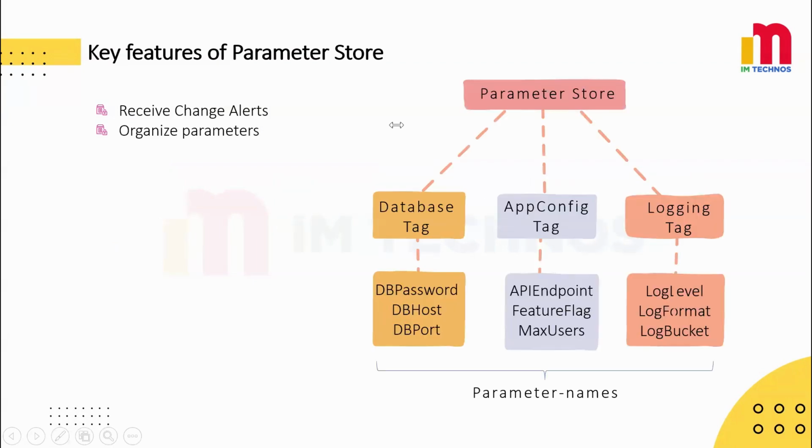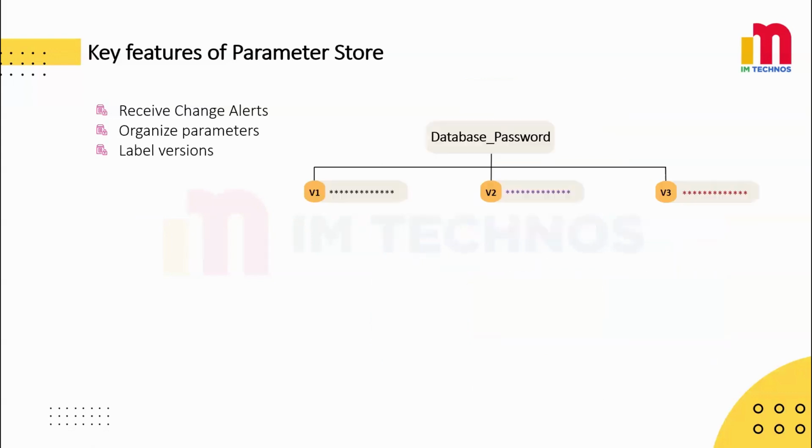Next, we have organized parameters. If you have parameters related to a database, such as database password, host, and port, you can effectively organize and identify them using tags. Tags allow you to group and manage parameters based on specific attributes, such as environments, departments, or purposes. And then we have label versions.